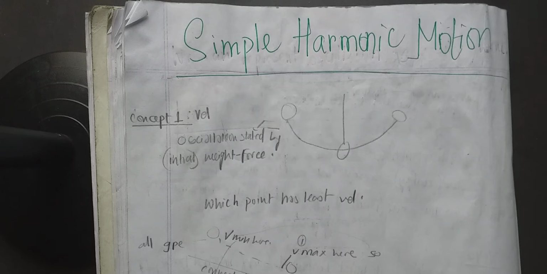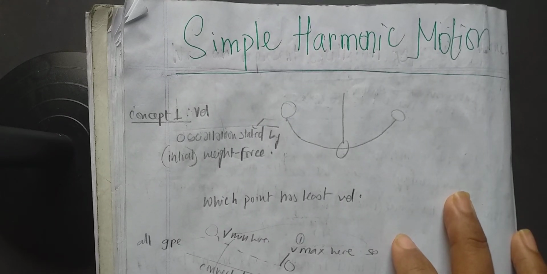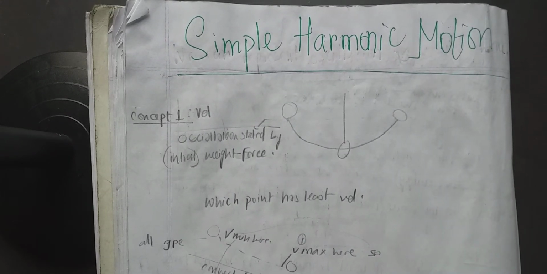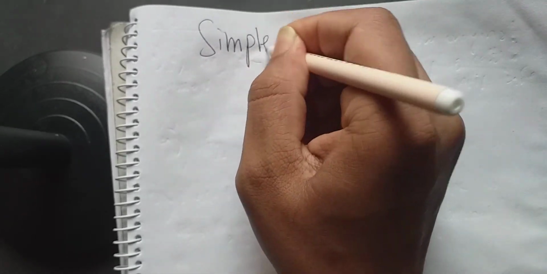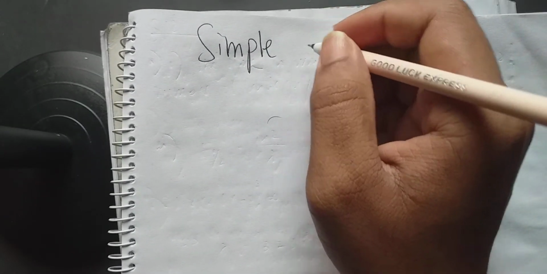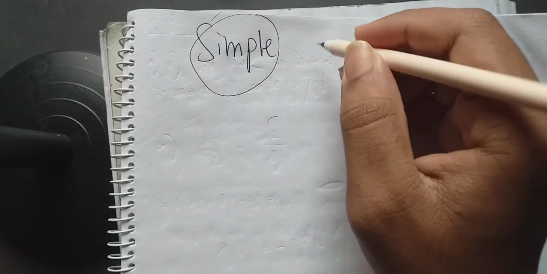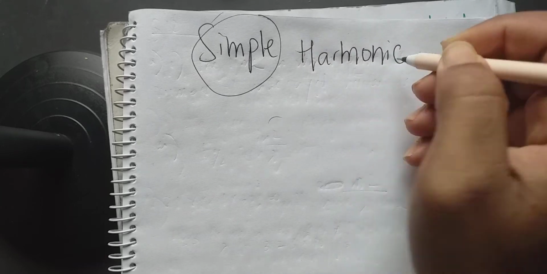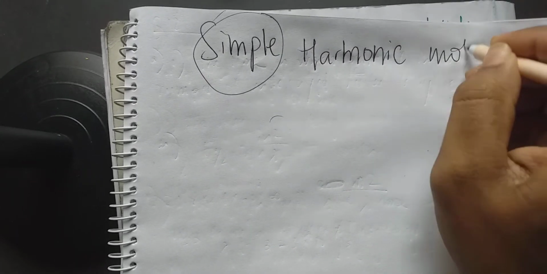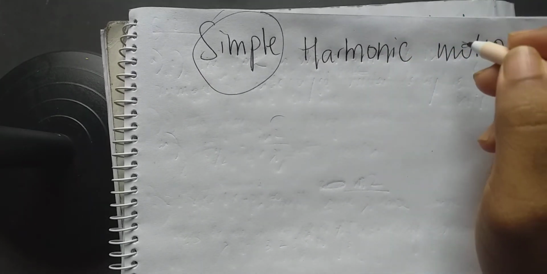Going to look at this chapter, simple harmonic motion. But firstly, what I want to talk about is why is it simple harmonic motion, and how does it get the name? Like, why is it simple? And the other thing is, what's harmonic?